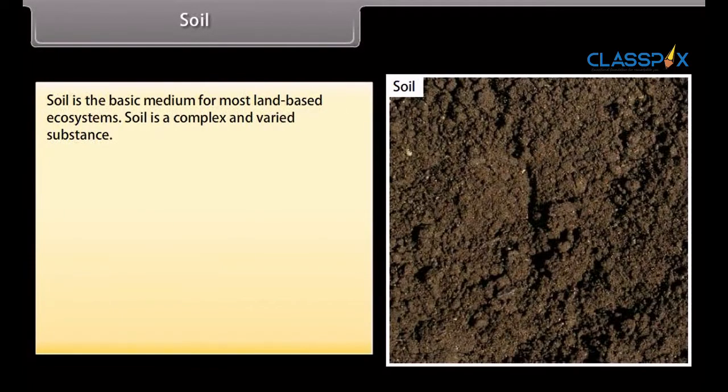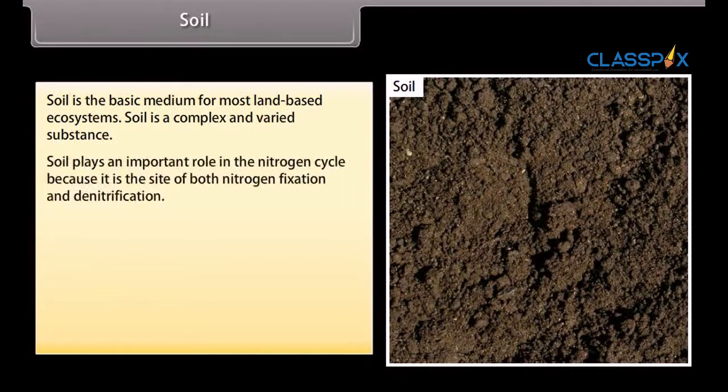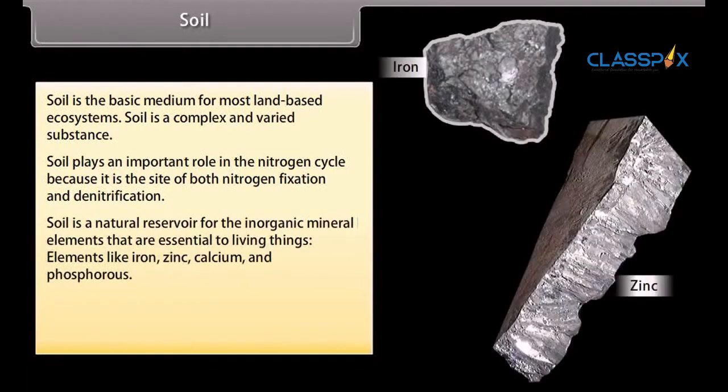Soil. Soil is the basic medium for most land-based ecosystems. Soil is a complex and varied substance. Soil plays an important role in the nitrogen cycle because it is the site of both nitrogen fixation and denitrification. Soil is a natural reservoir for the inorganic mineral elements that are essential to living things.